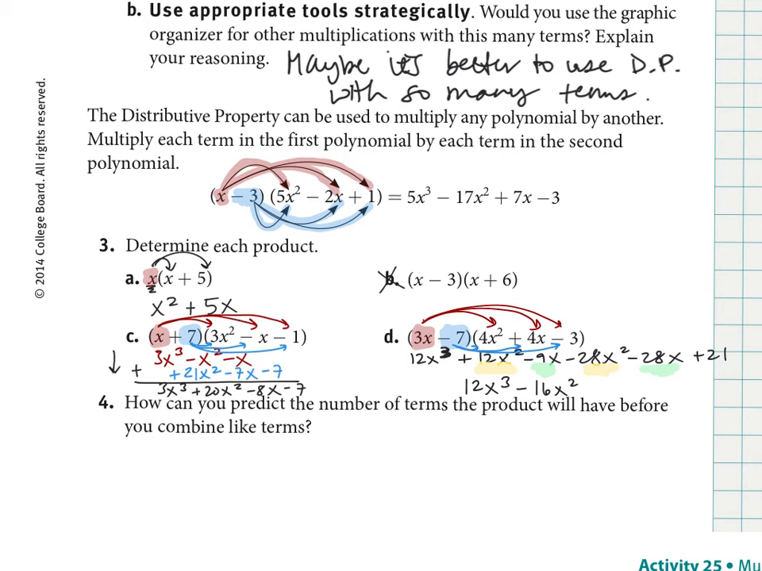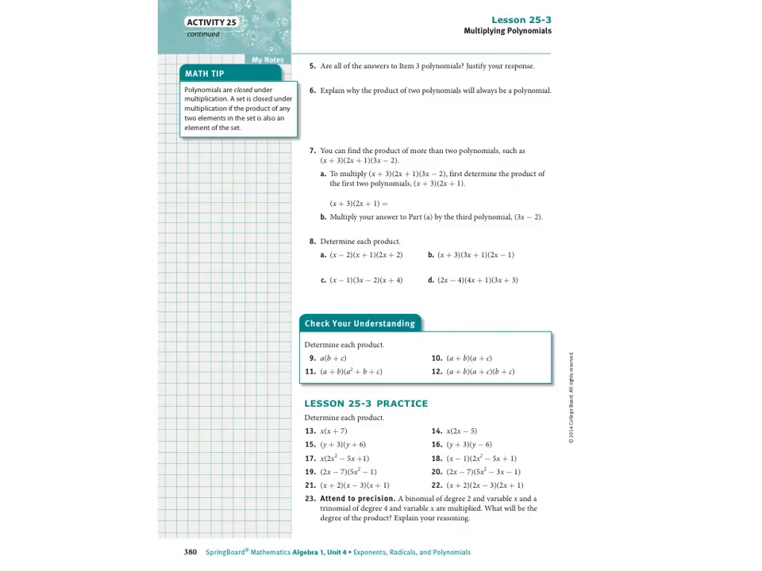When I combine my x's together, I should get negative 37x, and then I'll add my 21. So that will be my final answer here. Now we're going to go ahead and skip number 4 and head to our next page. On the next page, we are also going to skip numbers 5 and 6.